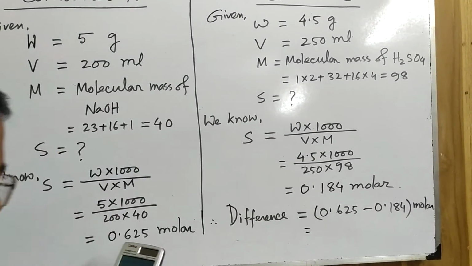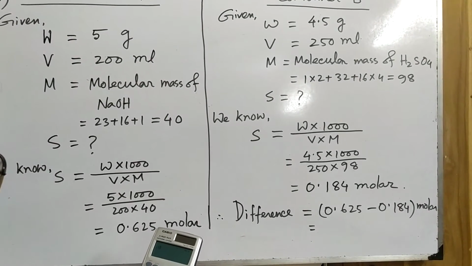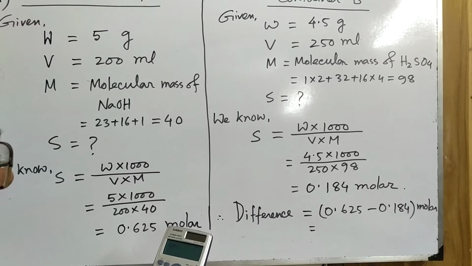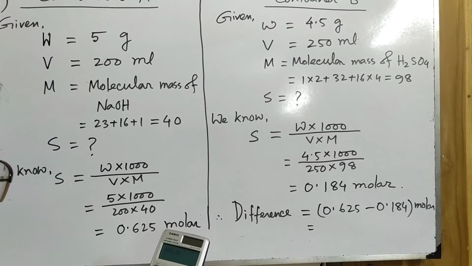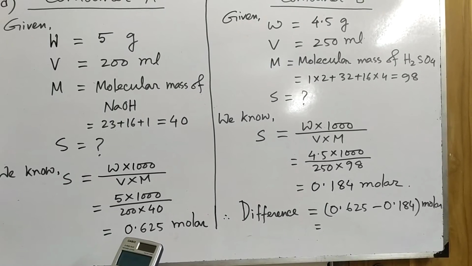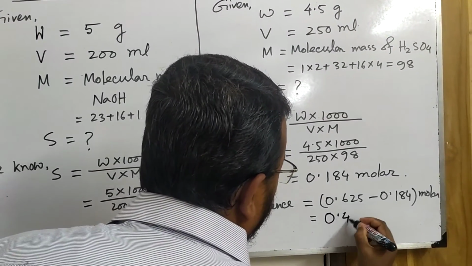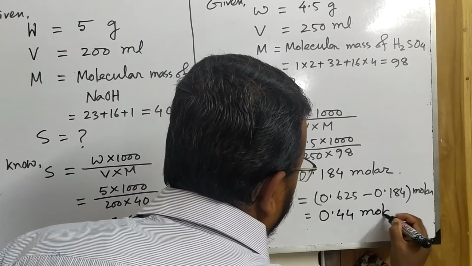Okay, now let's see what will be. 0.625 minus 0.184 equal. So we have got the answer, it is 0.44 molar.